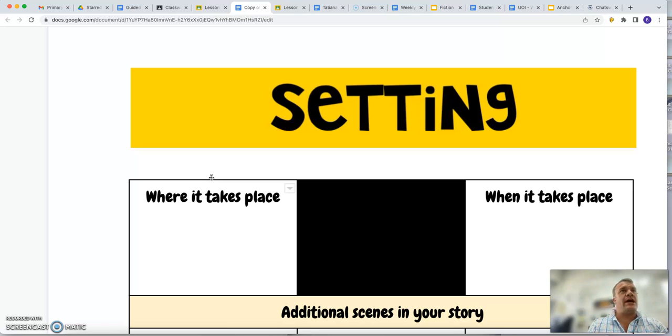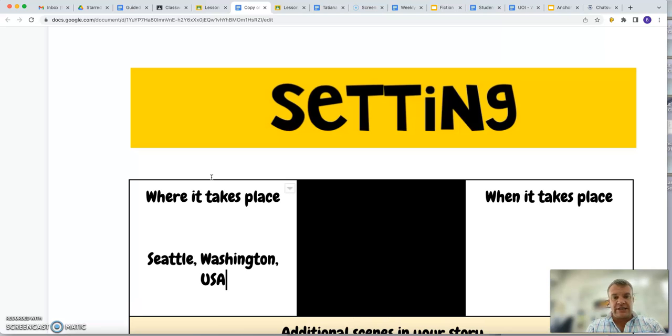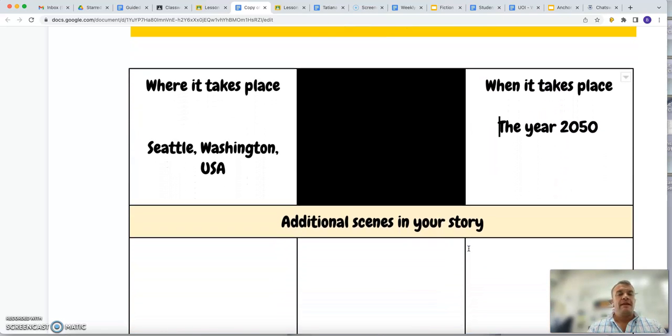The bank. Where is the bank, though? In Seattle. In Seattle, Washington, USA. Okay? Now, do we want this story to take place in the past, the future, or the present? What do you think? Future? All right. The year 2050.